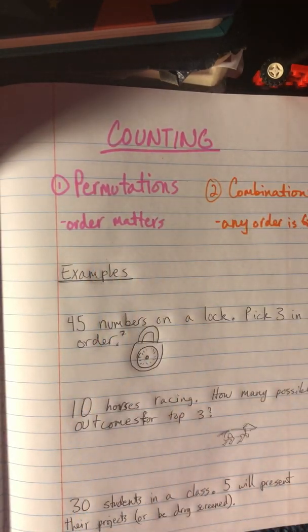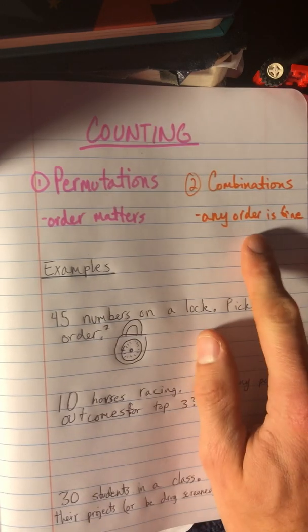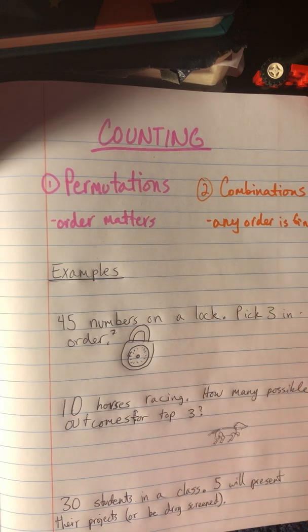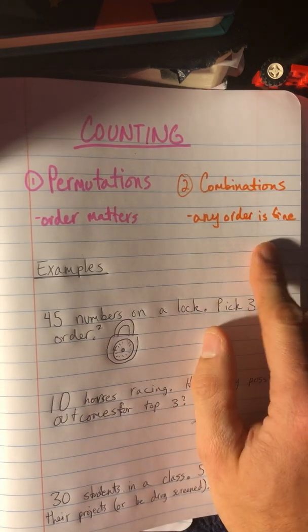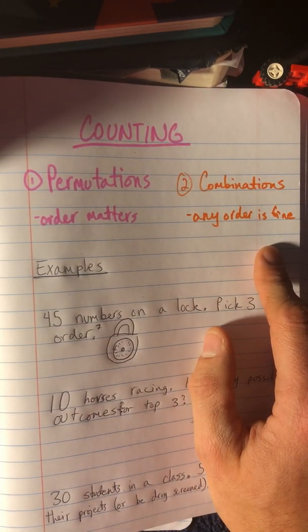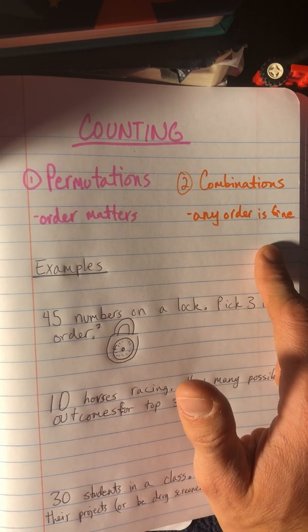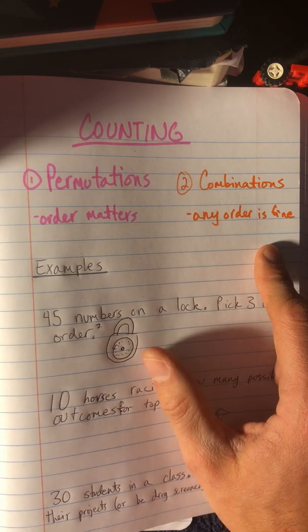Let's say for example that you're going to pick first, second, and third place, or you're going to pick a president, vice president, and secretary out of a group. The order would matter. A combination is where any order is fine, so it doesn't matter. Like, let's say you have 30 colors to choose from, and you're going to pick 6 colors to use in your painting. It doesn't matter what order the colors go in.